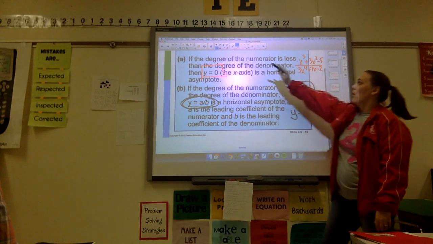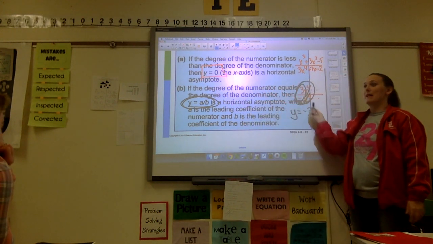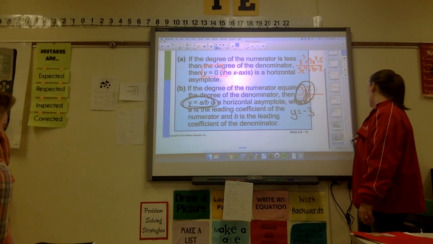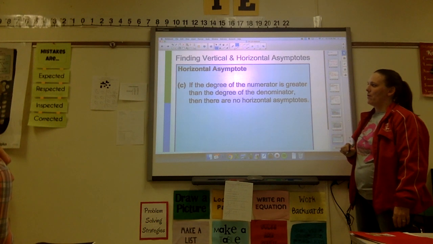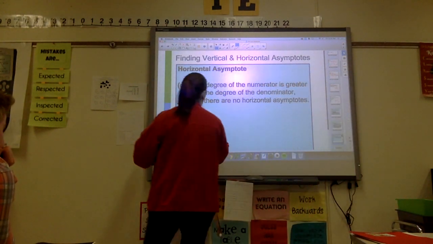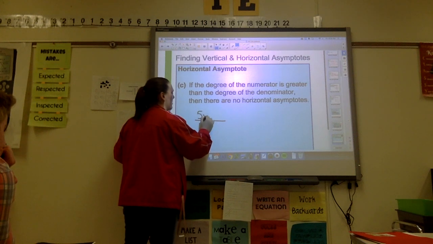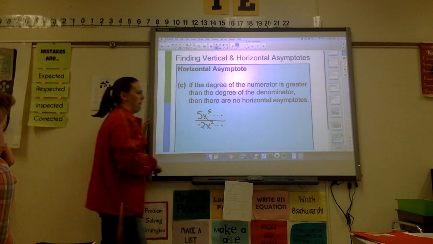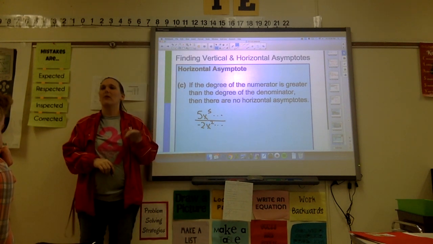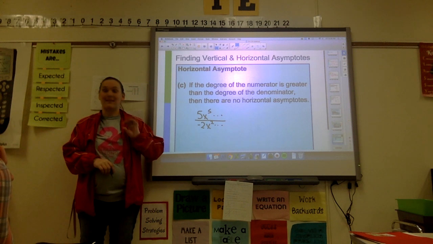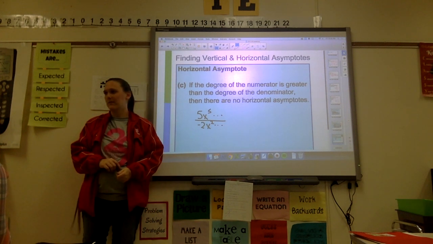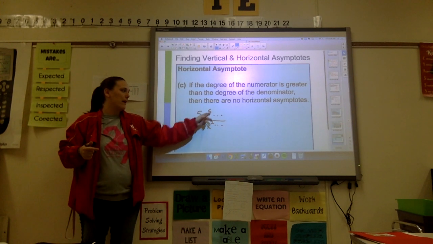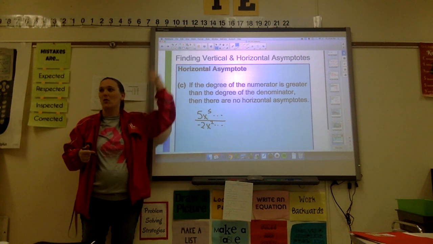Alright, so y equals 0. Or y equals the ratio of the leading coefficients of your top and your bottom. And then there's another option. What if the degree of the numerator is greater than the degree of the denominator? So like 5x to the 5th and -2x squared. Is there going to be a horizontal asymptote that the line approaches? It's going to increase or decrease unbounded. As x goes to infinity or negative infinity, the numerator right there is controlling that function. So it is going to go unbounded.